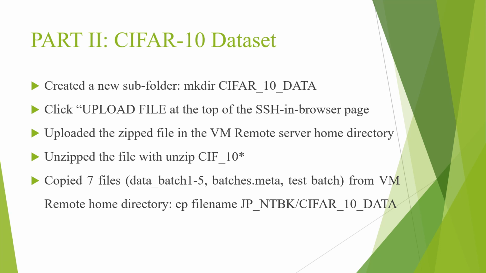The 7 files were data underscore batch 1 through 5, and then the batches dot meta, which had all the label information in there, the different labels, and then the test batch file, which had all the test images in there, as well as the labels, I'm sorry.